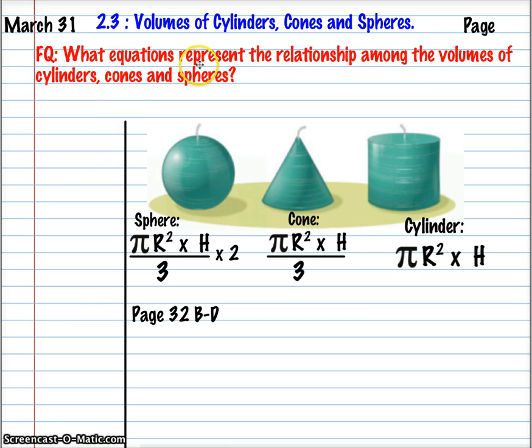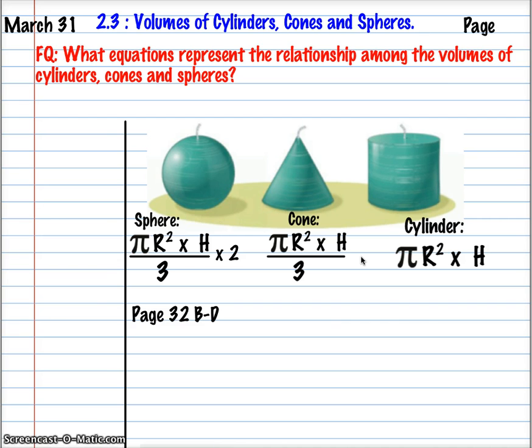Alright, so volumes of cylinders, cones, and spheres. What equations represent the relationship among volumes of cylinders, cones, and spheres? So these are all in your textbook, and this is just a reminder for you. These are all already given to you, so I figured making you look it up was kind of pointless. So they're all here, and feel free to copy this down as a reminder. Just give it a quick sketch: sphere, cone, and cylinder, and these are the equations.